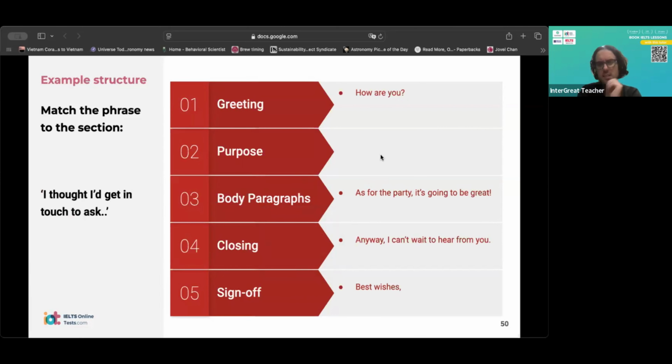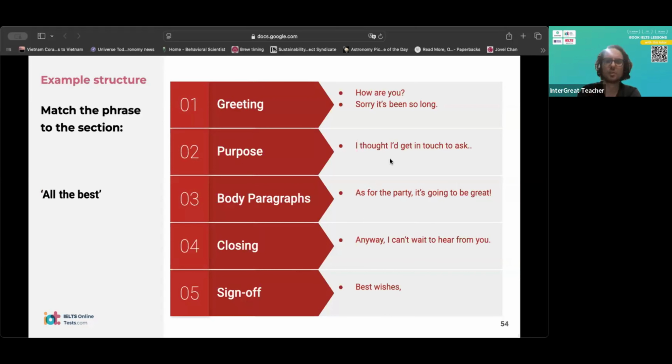The next one, I thought I'd get in touch to ask. Yeah, this one's definitely going to come toward the beginning there. And sorry, it's been so long as well. So now we're on to the second round of phrases. So this is something that we could also include when we greet a friend. Perhaps they haven't been in touch for a while. And we have here another phrase, all the best, that usually comes at the end.